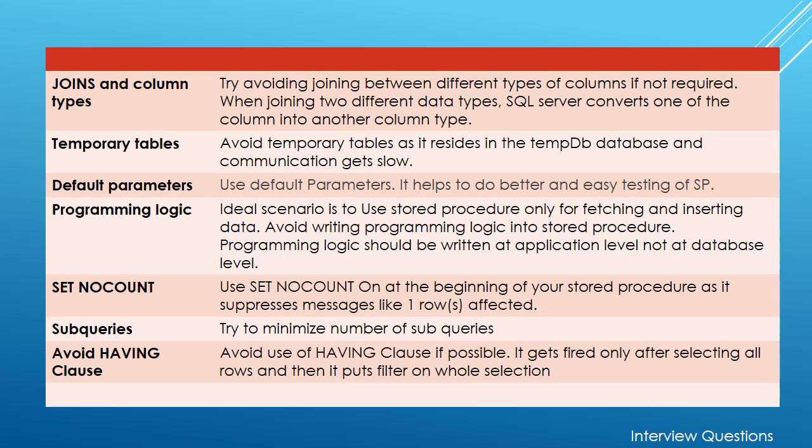Joins and column types. Try avoiding joining between different types of columns if not required. When joining two different data types, SQL Server converts one of the columns into the other column's type. Temporary tables. Avoid temporary tables as they reside in the TempDB database and communication gets slow.